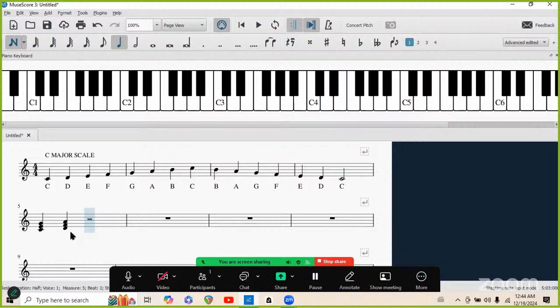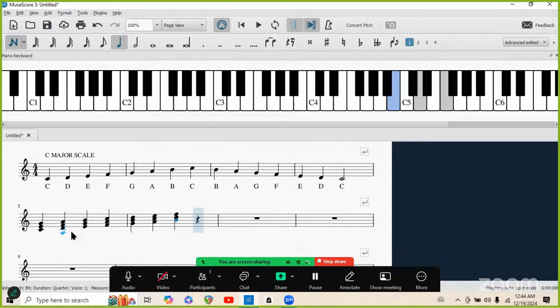Next we do the E chord. Then we do the F chord. Then we do the G chord. Then the A chord. Then the B chord.